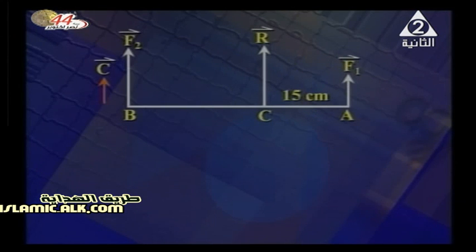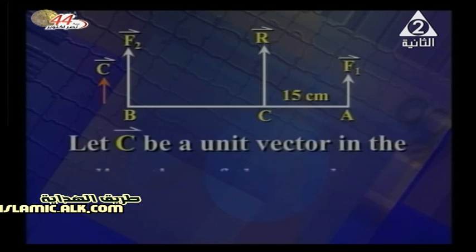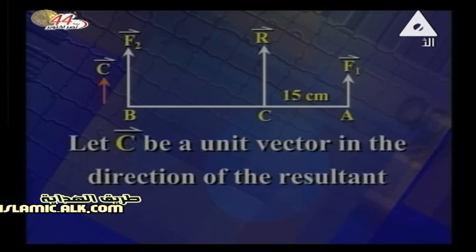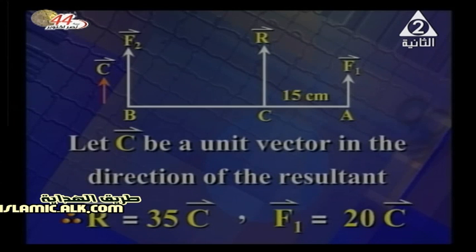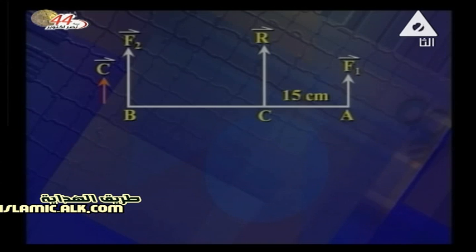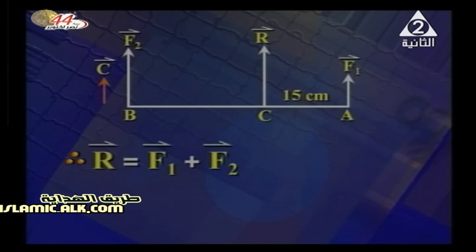Look at F1, F2 in the same direction, R acts at point C such that AC equals 15 centimeter. Let C be the unit vector in the direction of the resultant. R equals 35C, given F1 equals 20C. When you find the value of the unknown, then R equals F1 plus F2.